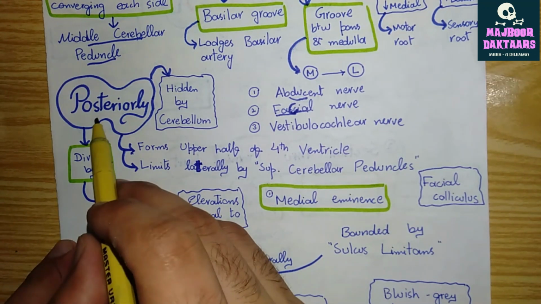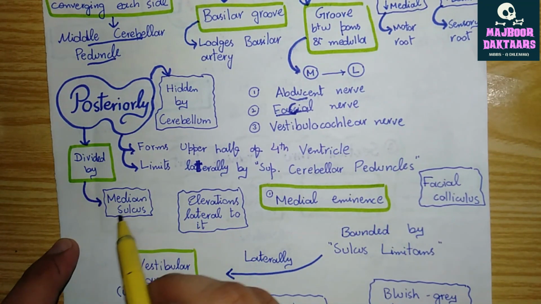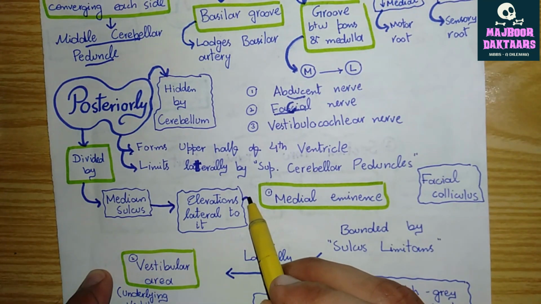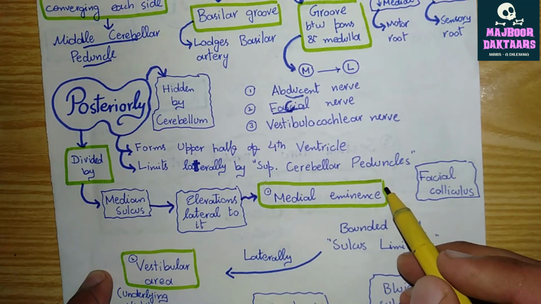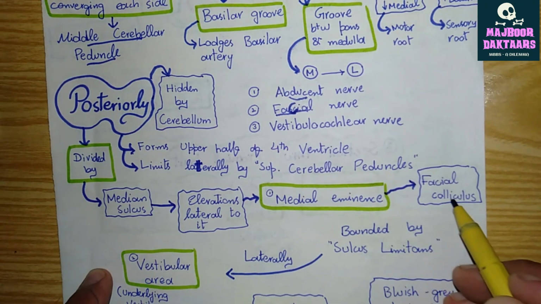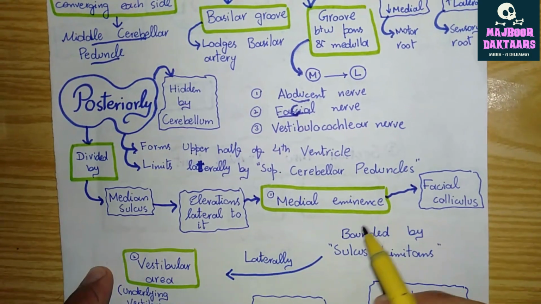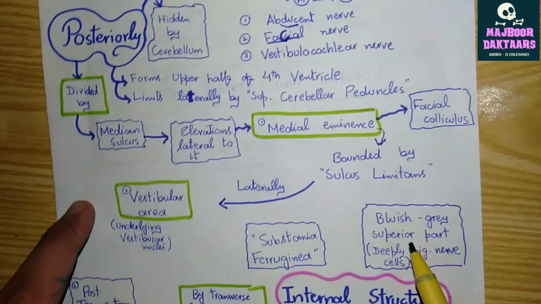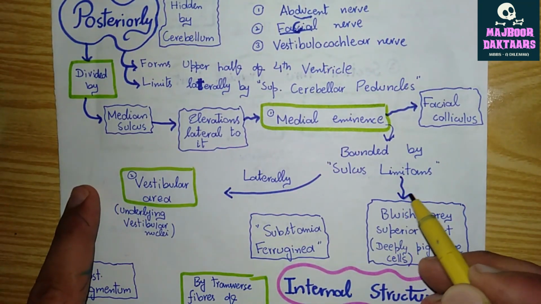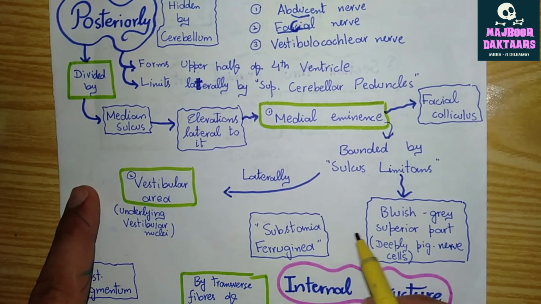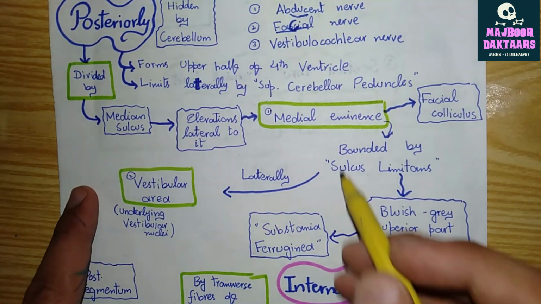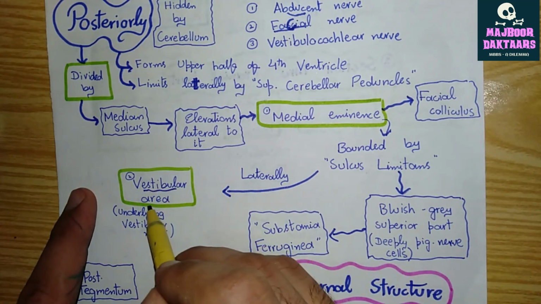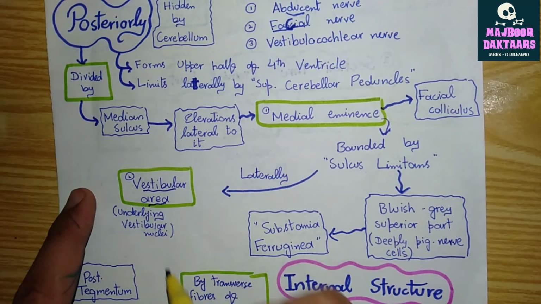To quickly recap, the posterior portion is divided into two halves by the median sulcus. The elevation lateral to the median sulcus is known as the medial eminence, and the inferior expanded portion of the medial eminence is known as the facial colliculus. Now, the medial eminence is bounded laterally by the sulcus limitans, whose bluish gray superior part, which is due to deeply pigmented nerve cells, is known as the substantia ferruginea, while the area lateral to the sulcus limitans is known as the vestibular area, which contains the underlying vestibular nuclei.